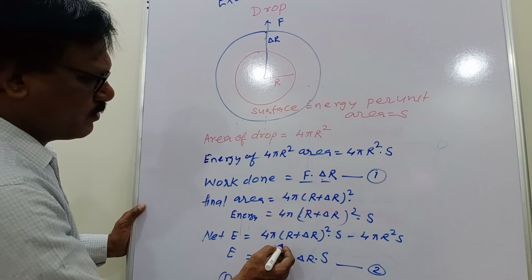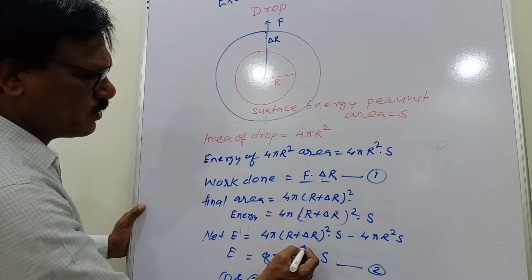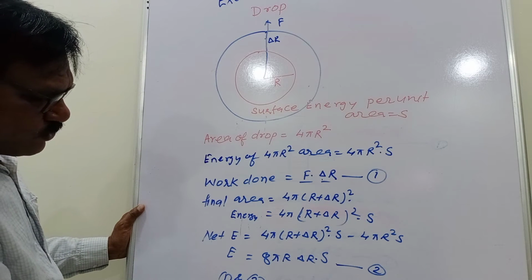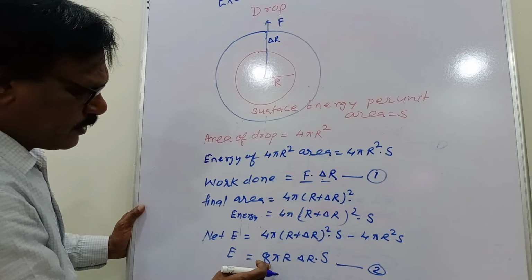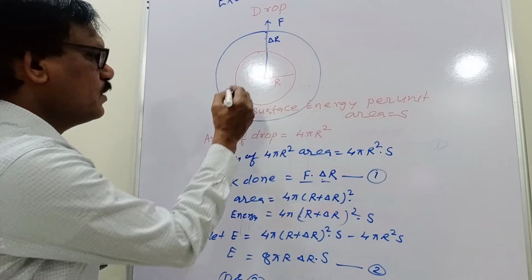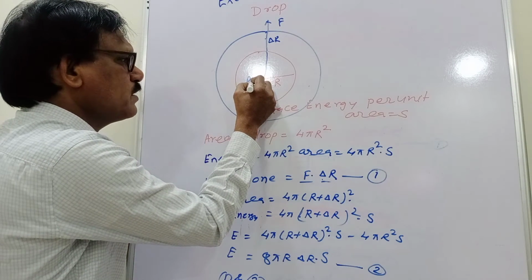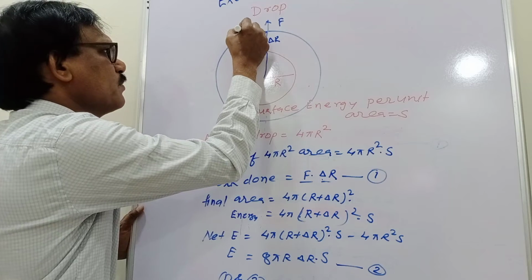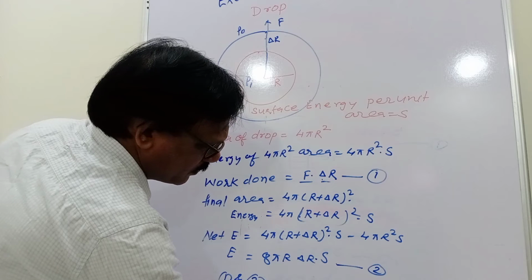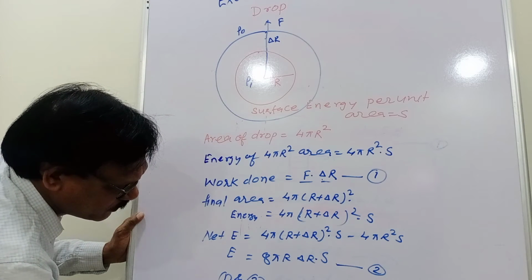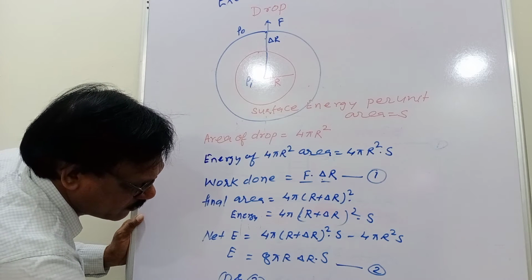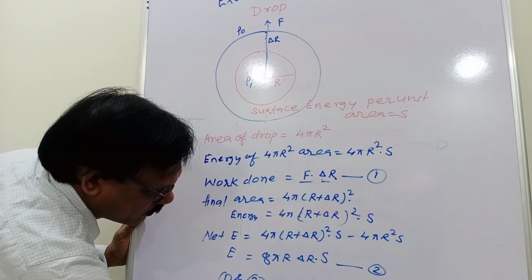Otherwise, I will do it here. So you can do this. Now the work done is equal to, from this equation, F into delta r equals 8 pi r delta r S. What is the force? Here inside the bubble or inside the drop, the internal pressure is Pi and the external pressure is P0. So from this equation, equation number 3, we can write F as P into A, so P into A into delta r is equal to 8 pi r delta r into S.